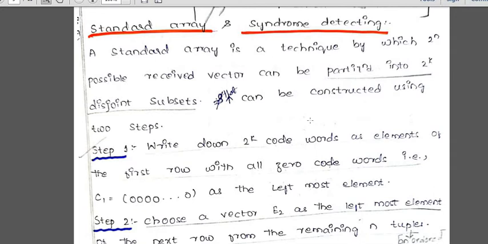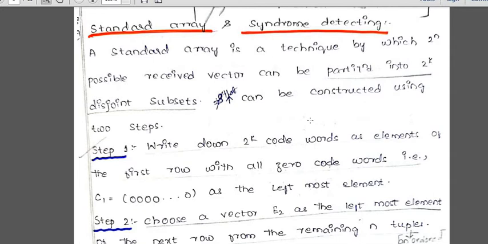So what will this standard array be doing? Standard array is different and syndrome detecting is different. First I am telling about the standard array, where you have to find all the code words. The next topic in your syllabus is standard array and syndrome detecting. In today's class I am discussing your standard array. What is standard array? It is used in error control coding to detect as well as to correct the codes.